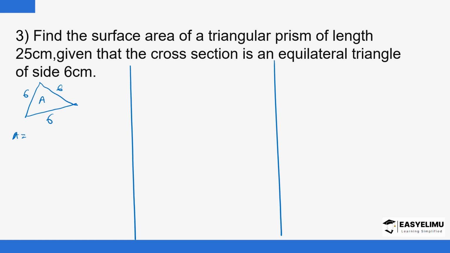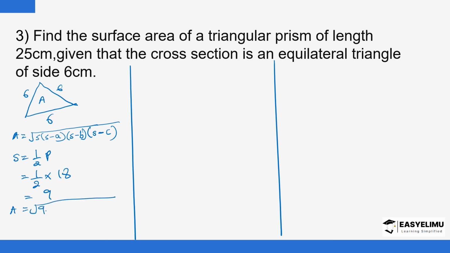So this area will be given by this formula, square root of S into S minus A, S minus B, S minus C, such that S is given by half of the perimeter. So S will be half of 18, which is equal to 9. So it means my area is going to be the square root of 9 into 9 minus 6, 9 minus 6, and 9 minus 6. So that is going to be the square root of 9 times 3 times 3 times 3.